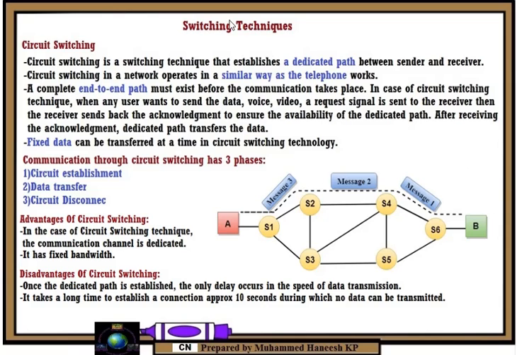So this is about switching techniques. There should be physical connection between devices. There should be a dedicated path between sender and receiver. To establish circuit switching, we need three phases: circuit establishment, data transfer, and circuit disconnect.